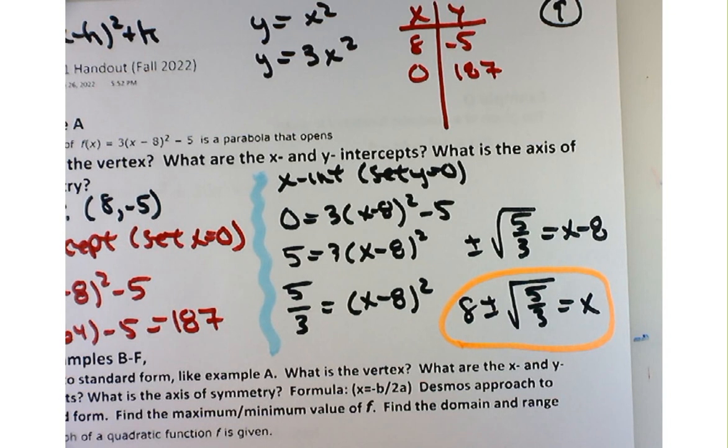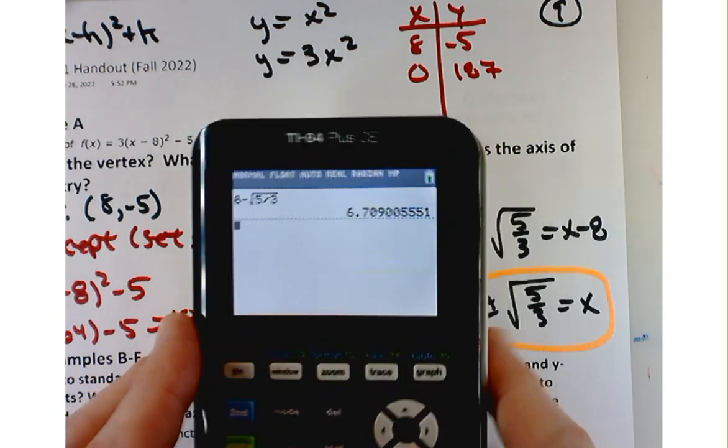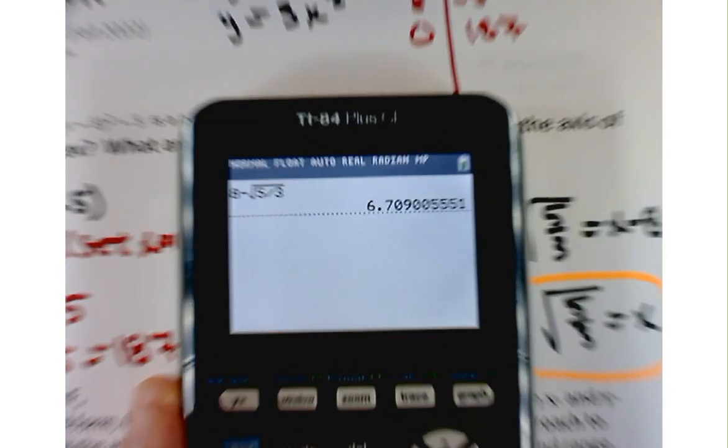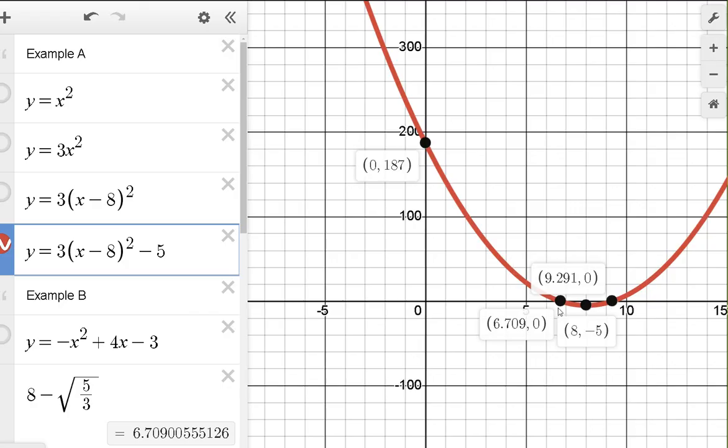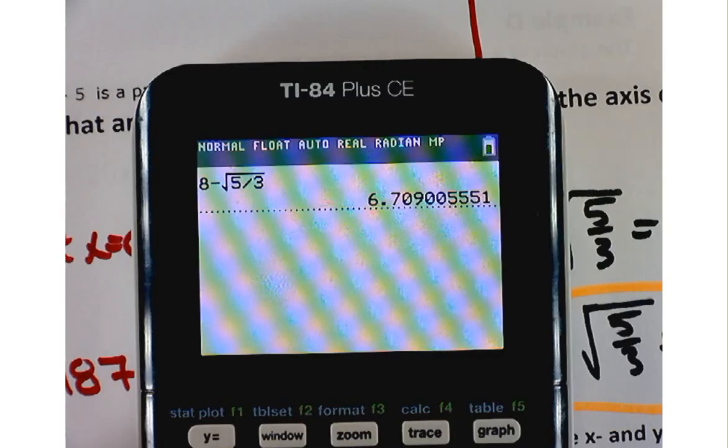So how could I do that? Well, I could calculate 8 minus the square root of 5 divided by 3. Make sure that that's one of my x-intercepts. So I should see an x-intercept at about 6.709. Let's take a look at our graph and make sure that we get that. Perfect, 6.709.